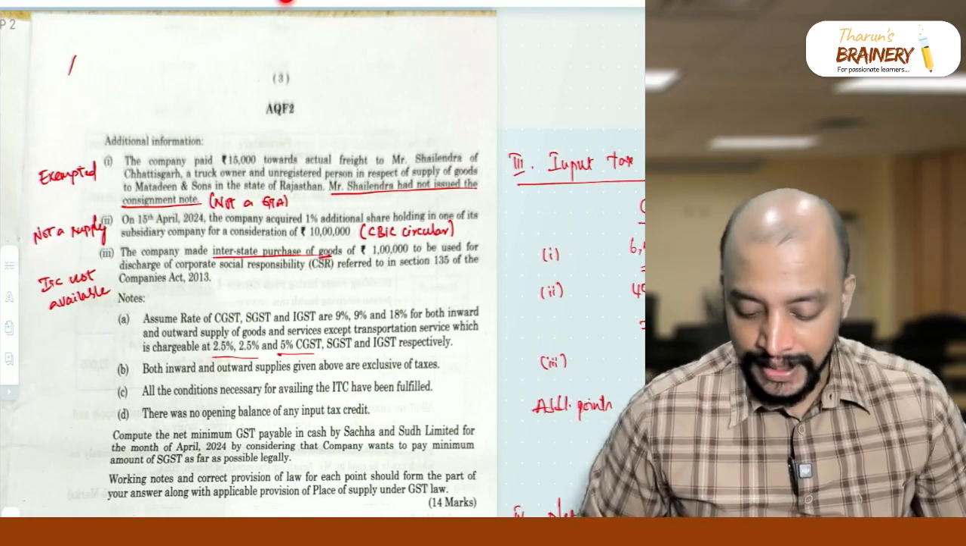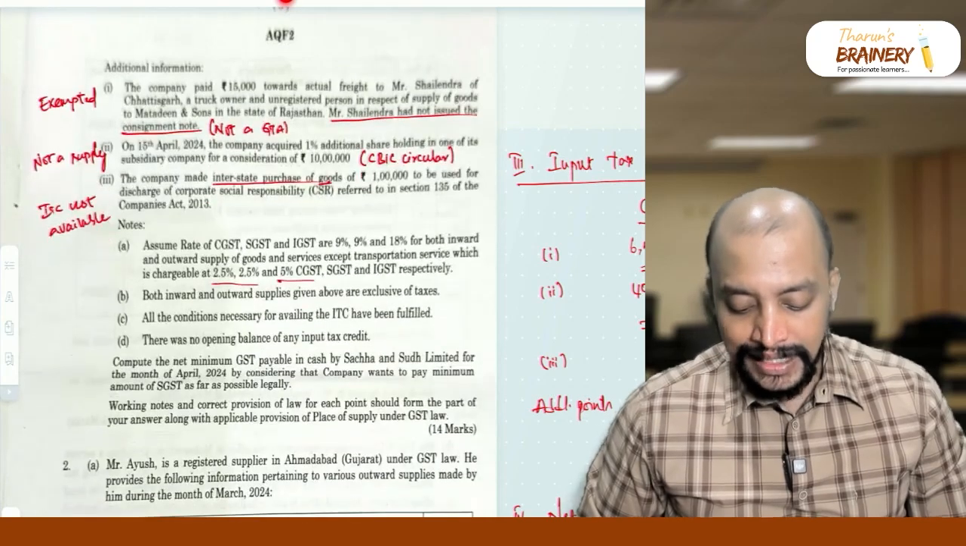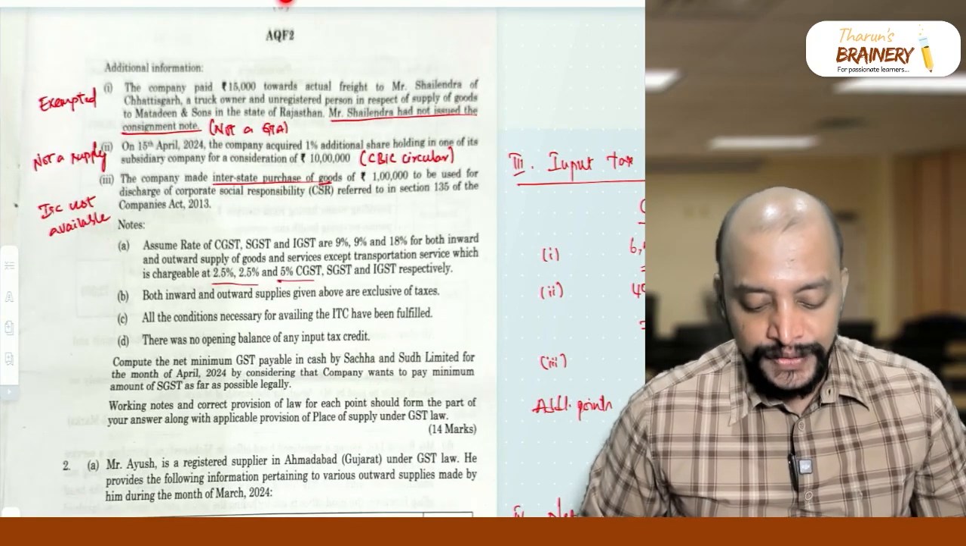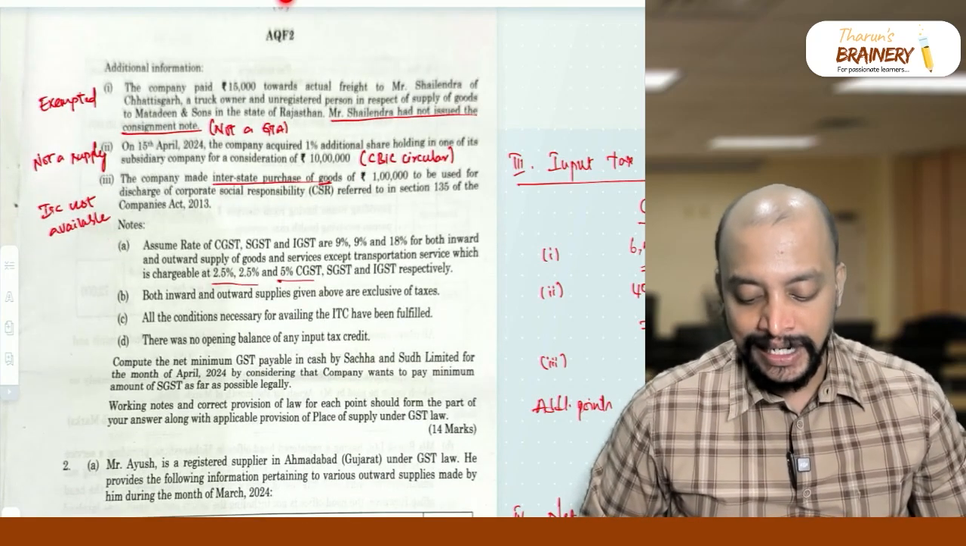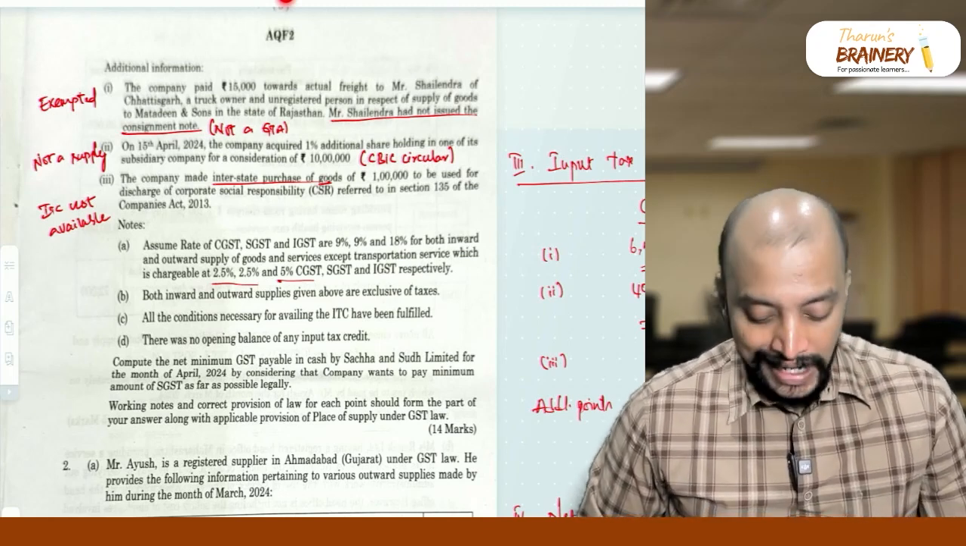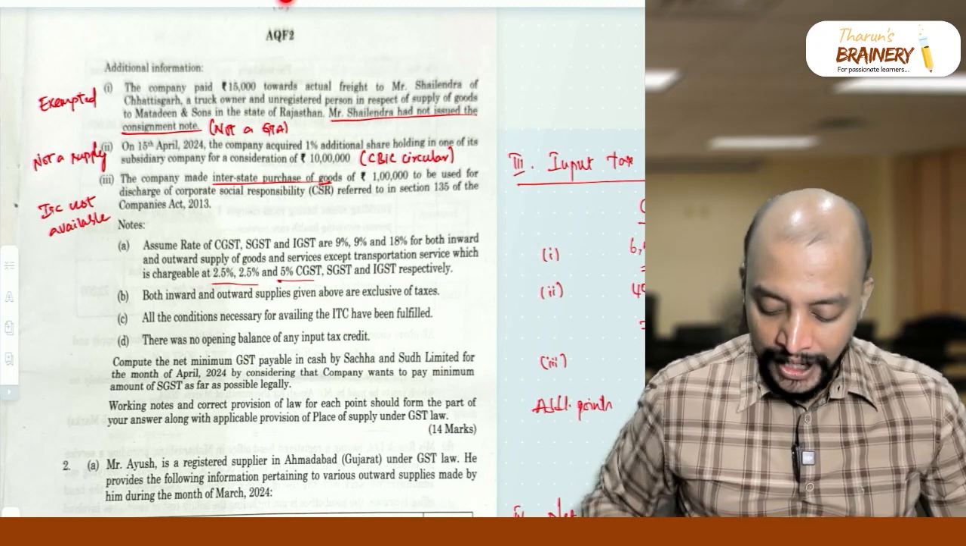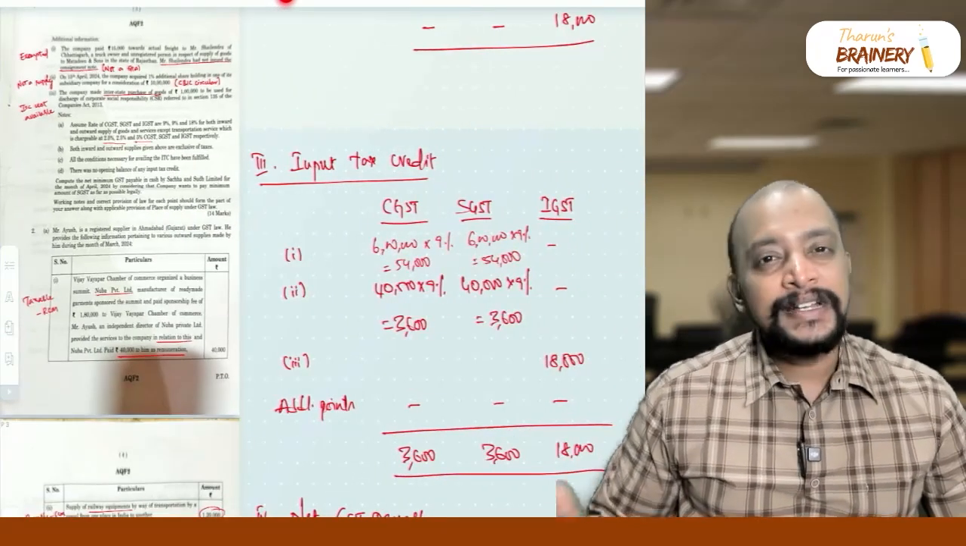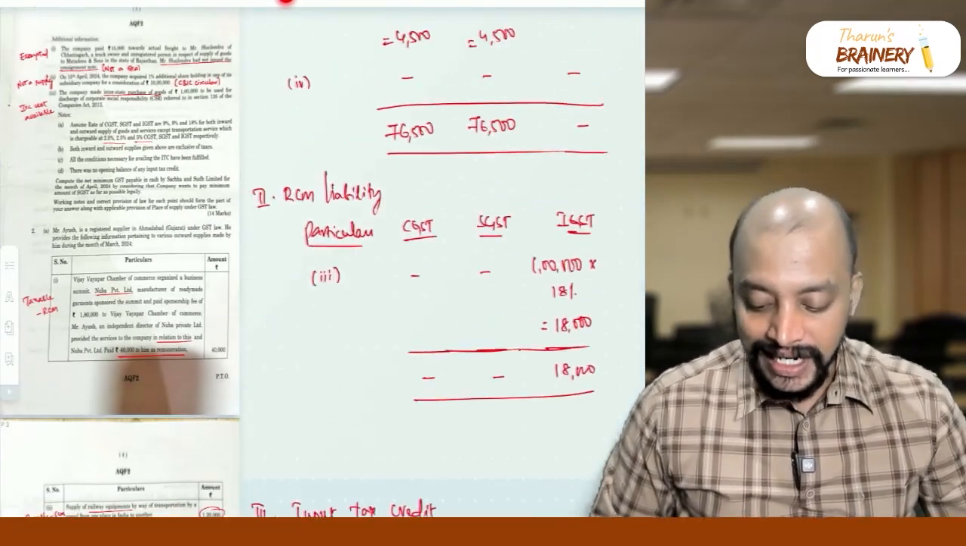is not a supply, because securities or shares are neither goods nor services. Then the company made an interstate purchase of goods of 1 lakh to be used for discharge of corporate social responsibility referred to in section 135. ITC is not available because it's a blocked credit, and we need to compute. So we don't have many adjustments in this. Actually, this time the 14 marks question is comparatively little easy.